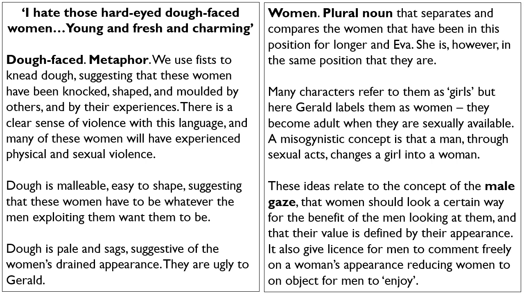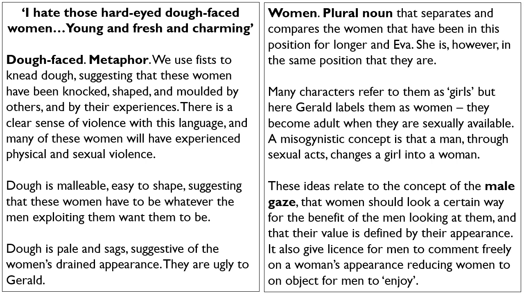He uses the metaphor of dough-faced. Now, this is again slightly uncomfortable. We use our fists to knead dough, to knead it into shape, and it suggests that these women might have been knocked or shaped or moulded by others, possibly other people's fists, and by their experiences. There's a clear sense of violence here, and many of these women will have experienced physical and sexual violence as part of their life. Dough is malleable, which means it's easy to shape, and it suggests that these women have to be whatever the men exploiting them want them to be. They have to shape themselves, or are shaped by the men into the thing that the men want.